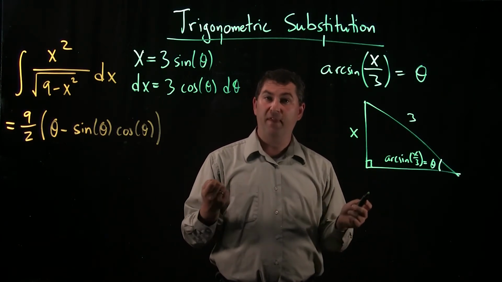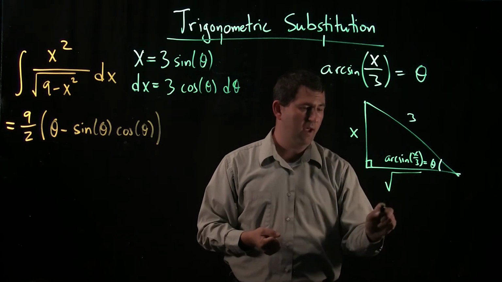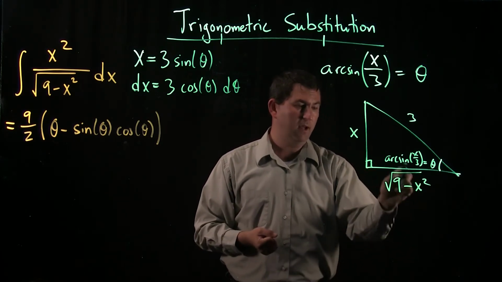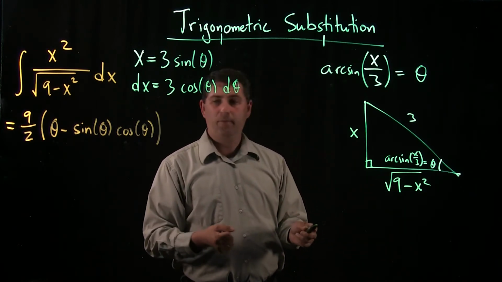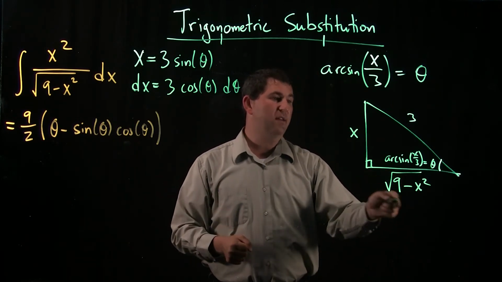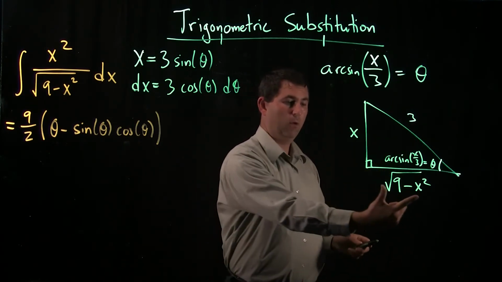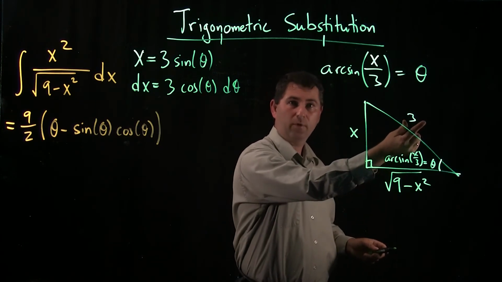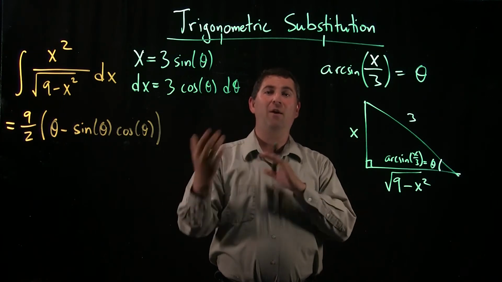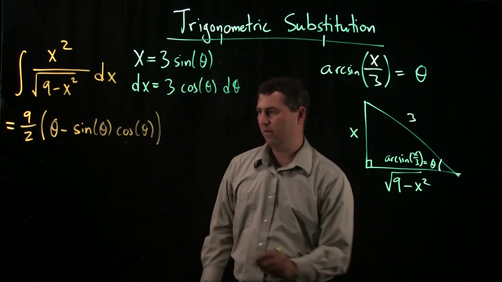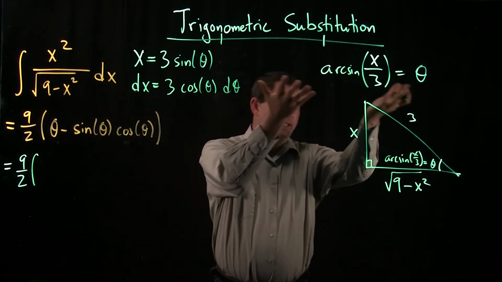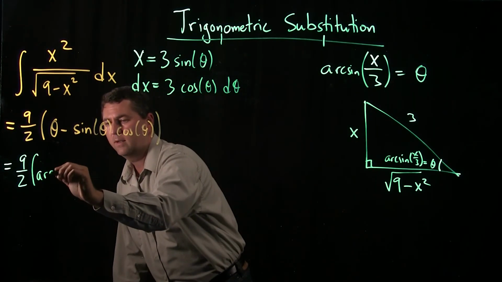All right, apply the Pythagorean theorem to get the third side. This will be 3 squared, which is 9, minus x squared, and then I take a square root. Okay, now I'm trying to compute the cosine of theta. The cosine is going to be the adjacent over the hypotenuse. So it'll be root 9 minus x squared over 3. Cool. Now I can rewrite all of these without any arcsines except for this first one. All right, so we get 9/2. Okay, the theta, that's really just what it is, arcsine of x over 3.